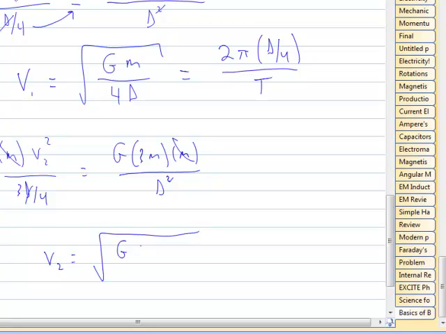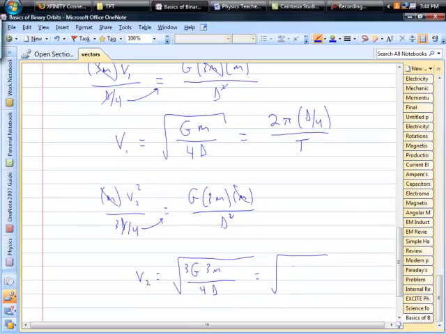we have the gravitational constant. We have the mass of the big one. This factor of 3/4 comes up. We have an additional factor of 3 on top, 4d on the bottom, and so we're looking at something like this for the speed of the smaller one. We could rewrite this as 2 pi times that orbital radius, 3/4 d for the small one, over exactly the same period. So we have a couple ways of writing each of these speeds.